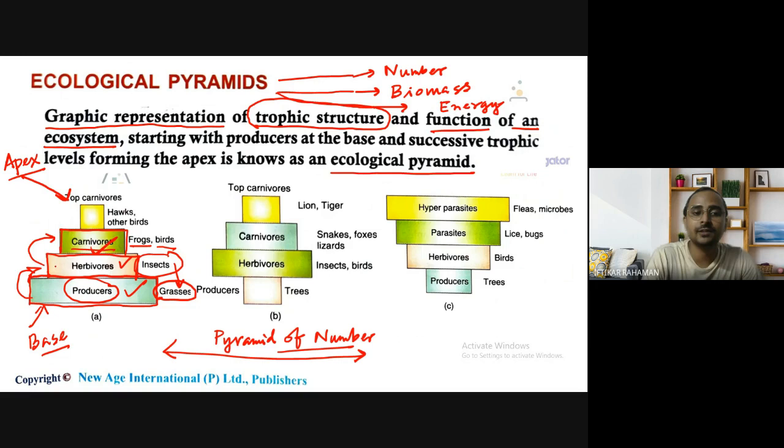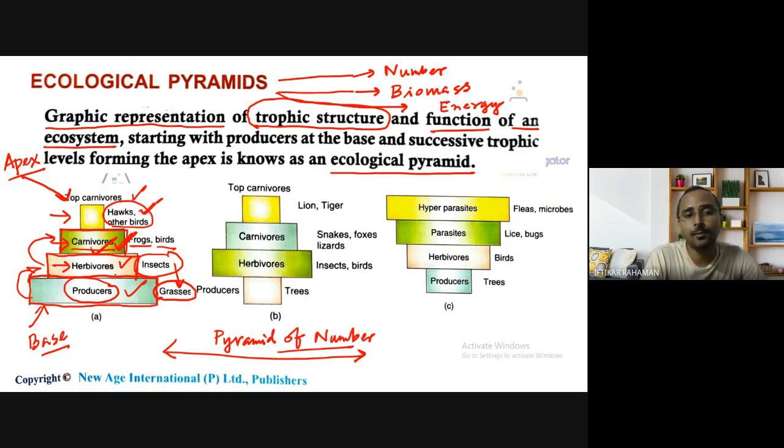For example, if this is primary consumer, if this is secondary consumer, so what will be the number of tertiary consumer? The number of the tertiary consumer will be even less. This is the number of top carnivore or the tertiary consumer. The number of tertiary consumer is lesser than secondary consumer. Secondary consumer is here carnivore. Carnivores are secondary consumers here. So the secondary consumers are being eaten by tertiary consumers. That means the top carnivores.